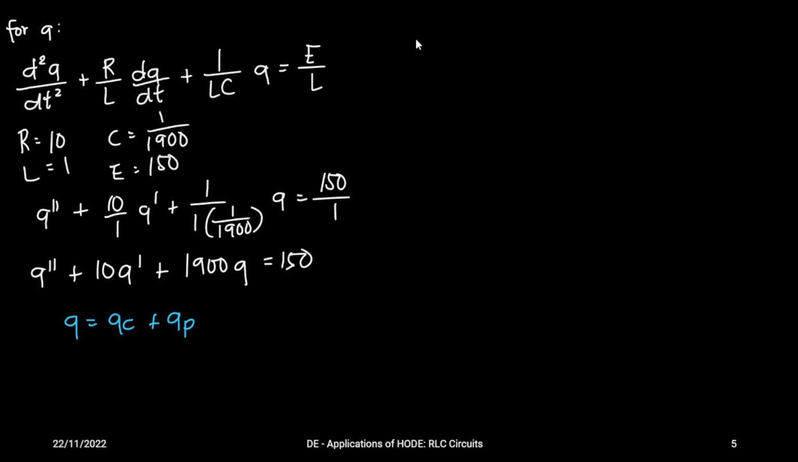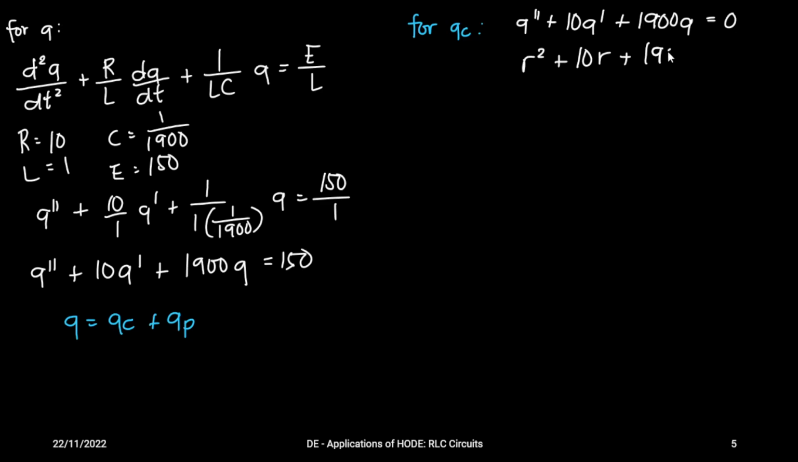So let's solve first for Q sub C. So we have here Q double prime plus 10Q prime plus 1900Q is equivalent to 0. Let's get the characteristic equation of this. Q double prime is equivalent to R squared, plus 10, the Q prime is equal to R, then plus 1900. This is equivalent to 1. Diba yung Q natin dito is 1 na lang.